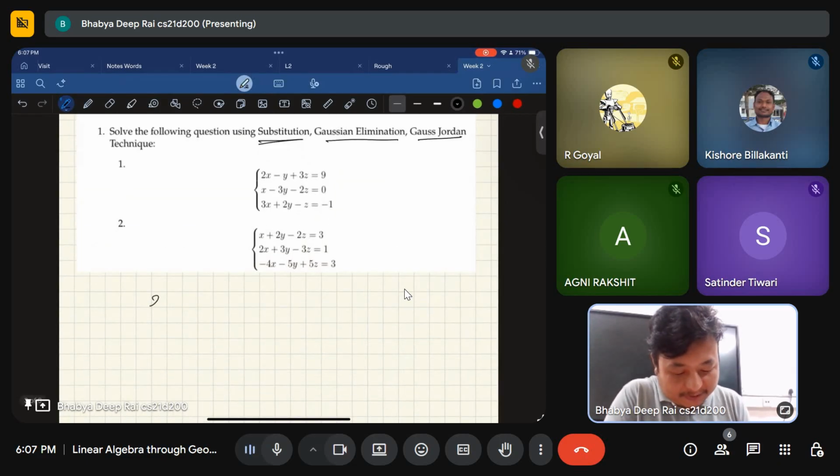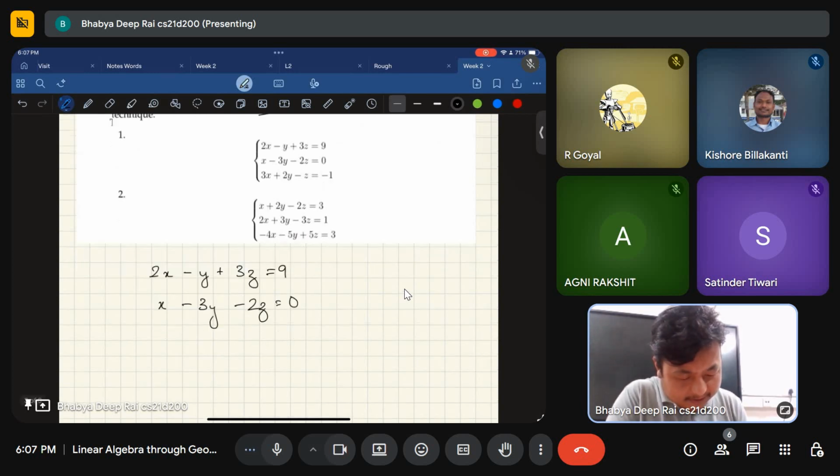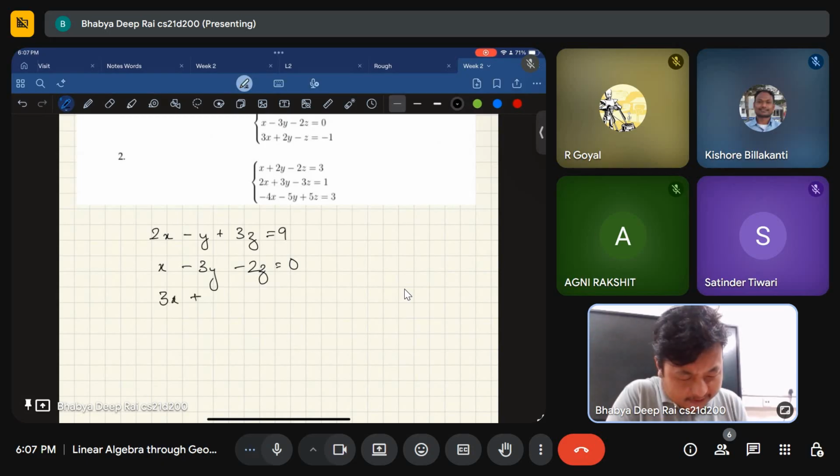So the first thing we want to do is solve this using substitution. You must be very familiar with substitution already. If you aren't, just let me know. Equals z. 3x plus 2y minus z equals minus 1.